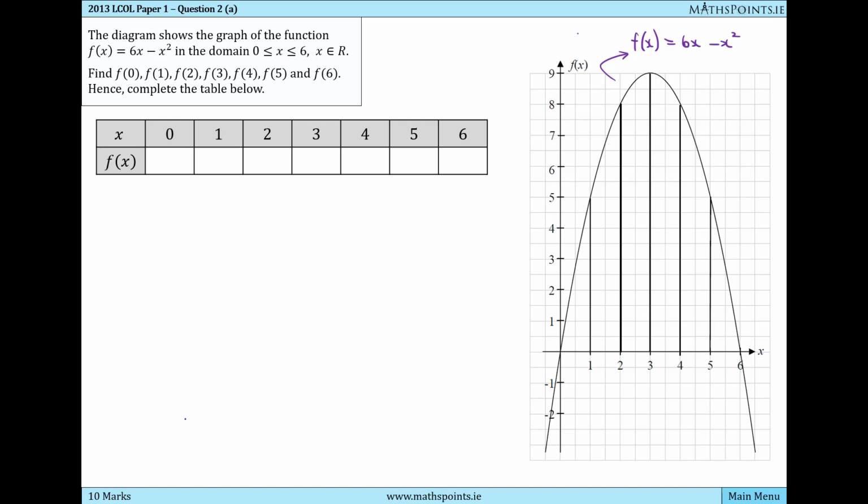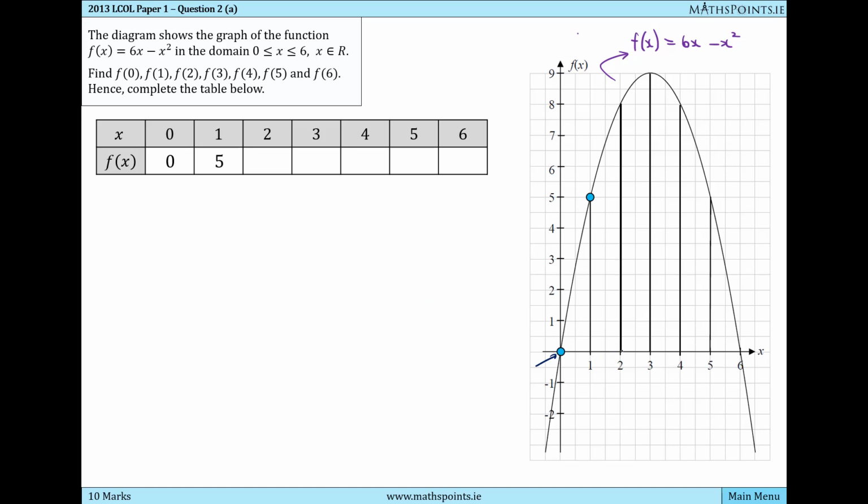So we're going to individually find each x value from 0 to 6 on the diagram and see where it cuts the curve. So we can see here that when x is equal to 0, well, y is also equal to 0. So we fill in our table. When x is 0, f of x equals 0. So moving across to x equals 1 and tracking up until we meet the curve, we can see that the y value, or the f of x value, will be 5.